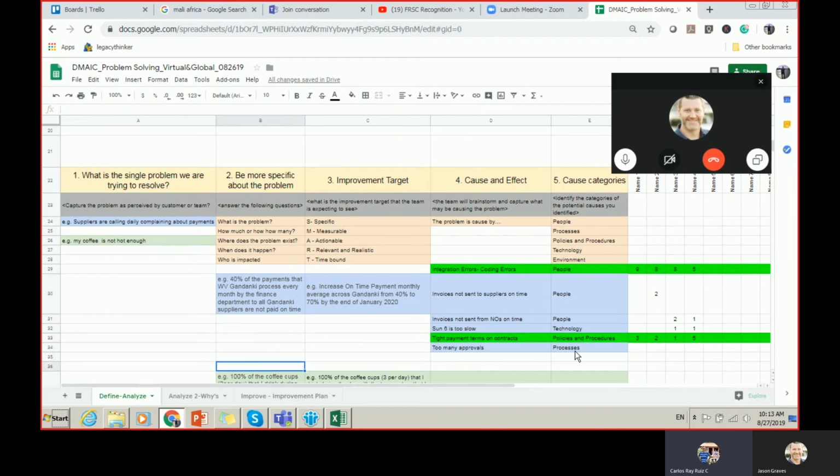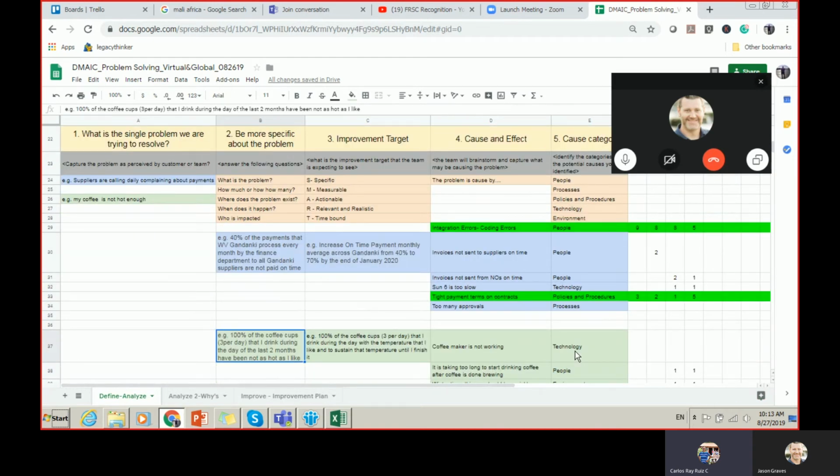Or in the example of the coffee, it is 100% of the coffee cups, 3 per day, that I drink during the day over the last 12 months have not been as hot as I like. So that's the first 2 steps, making sure you guys are clear about the problem. Then the next one is about the improvement target.